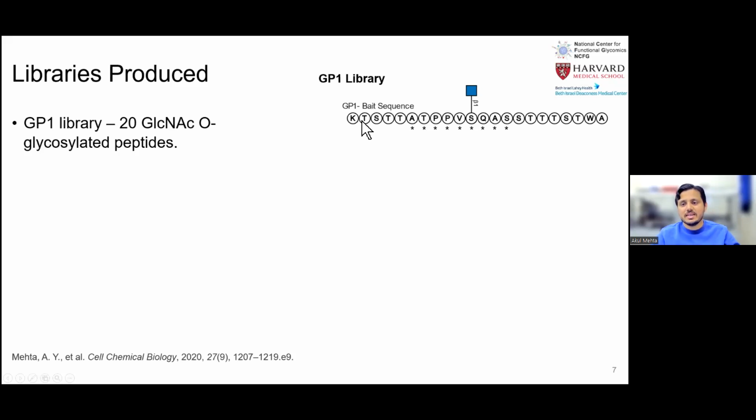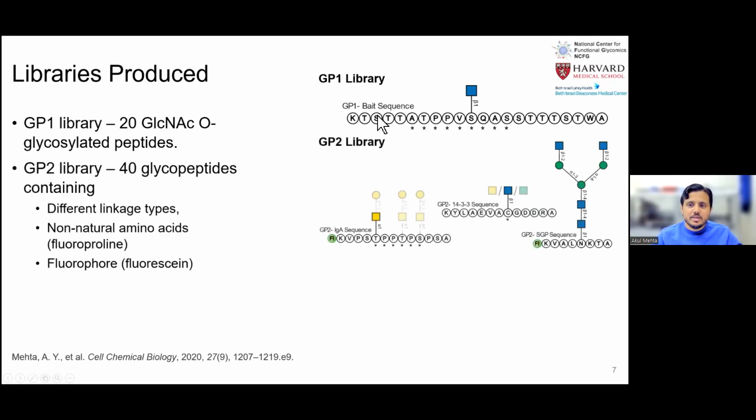And this actually gave us a good handle to try out various conditions for release to optimize. And in this sequence, this is just a prototypical sequence, but we changed the amino acids across this sequence to a number of different things to produce 20 different peptides. After we optimized the method with the GP1 library, we went on to the GP2 library, which was 40 glycopeptides.